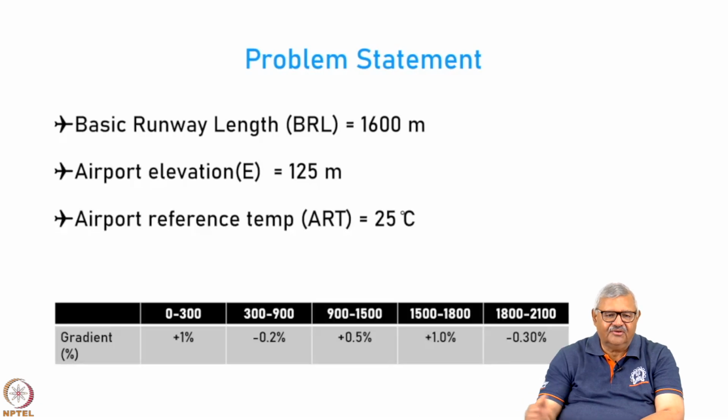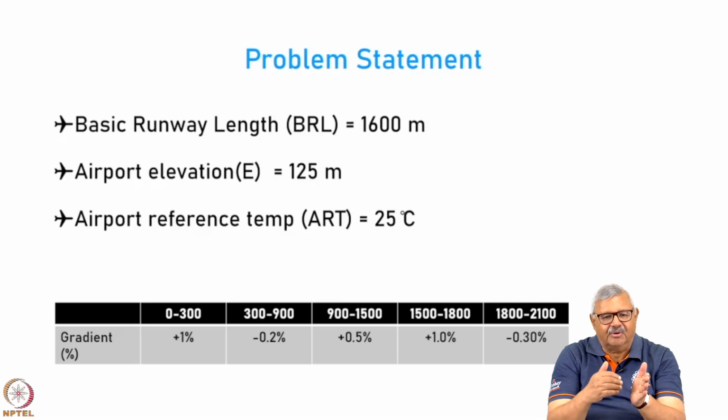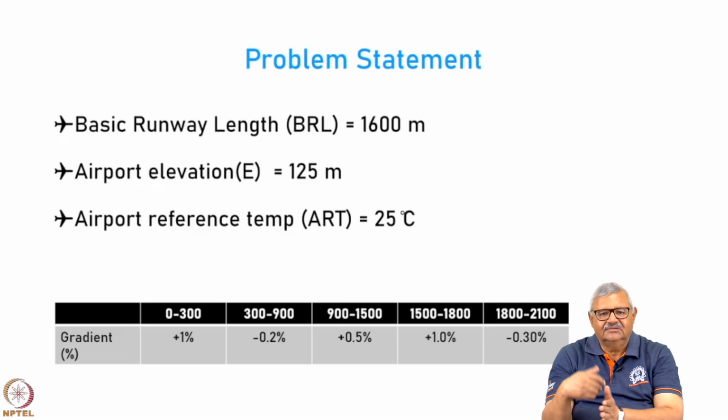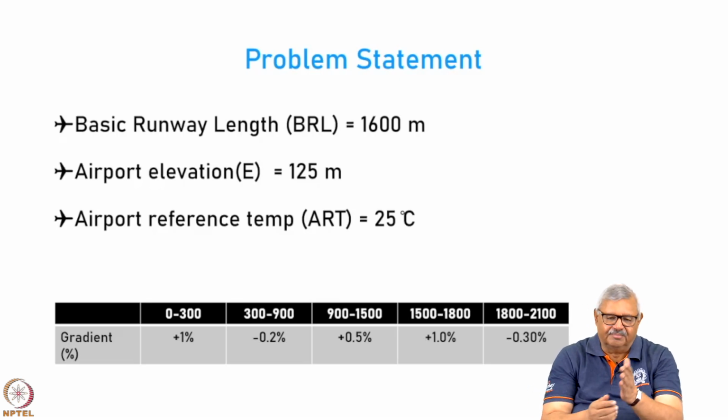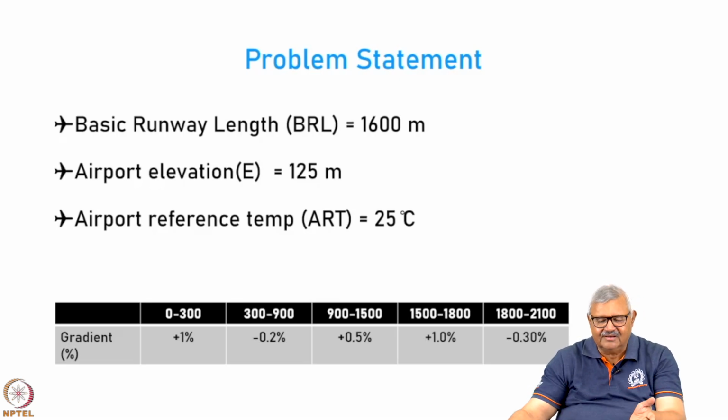So now, this is the value of the gradient. This airport, if you divide it into these segments, you will find there is a 1% positive gradient for the first 300 meters, then for the next 600 meters it is minus 0.2, next it is plus 0.5, next it is 1%, and finally it is 0.3%. Okay? So, this is the value given.